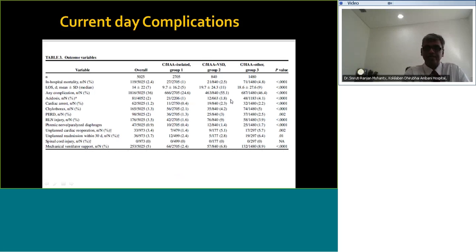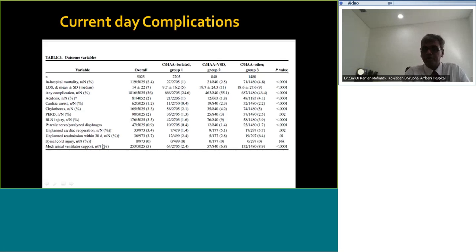What are the complications? Cardiac acidosis in 1%, cardiac arrest in 0.4%, chylothorax in 2.1%, persistent pleural drainage in 1.3%, recurrent laryngeal nerve injury in 1.6%, and phrenic nerve paralysis leading to either extended CPAP support or a paralyzed diaphragm requiring plication in 0.4%. Unplanned cardiac reoperation, maybe reaspiration and stuff like that, is around 1.4%. Unplanned readmission within 30 days, just 2.4%.